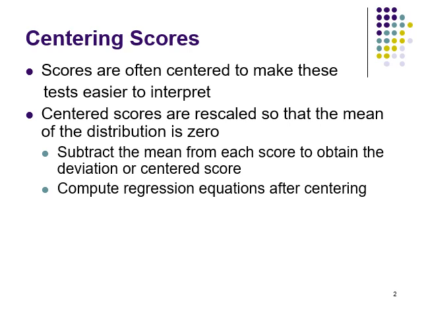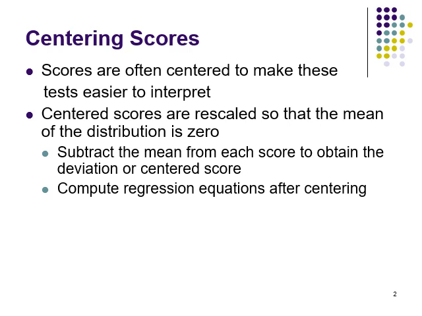I am simply stating that there's not a requirement, it's simply a method of making it easier to interpret the results of a multiple regression or a more complex model, especially if we're talking again about interactions where we're having to look at how various measures that might be on different scales interact with each other on our outcome. So scores are often centered to make these tests easier to interpret. Centered scores are rescaled so that the mean of the distribution is 0.